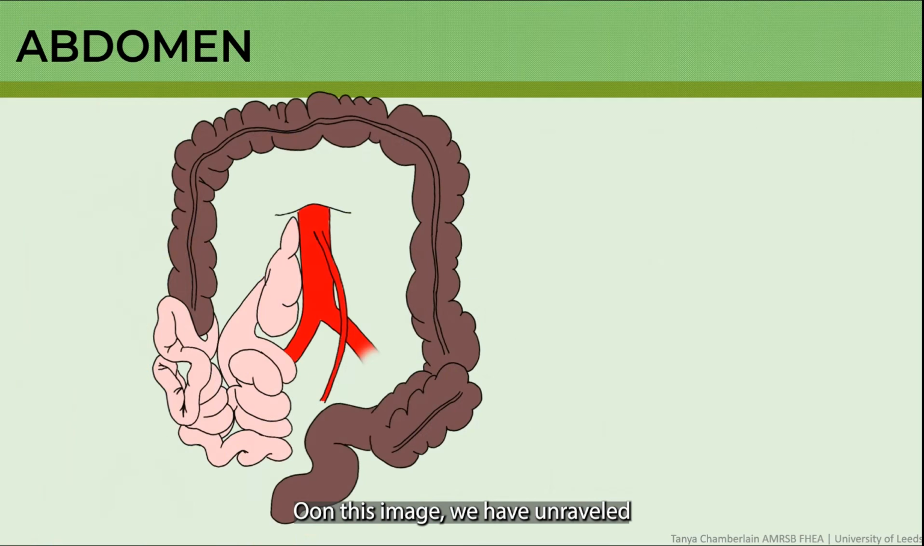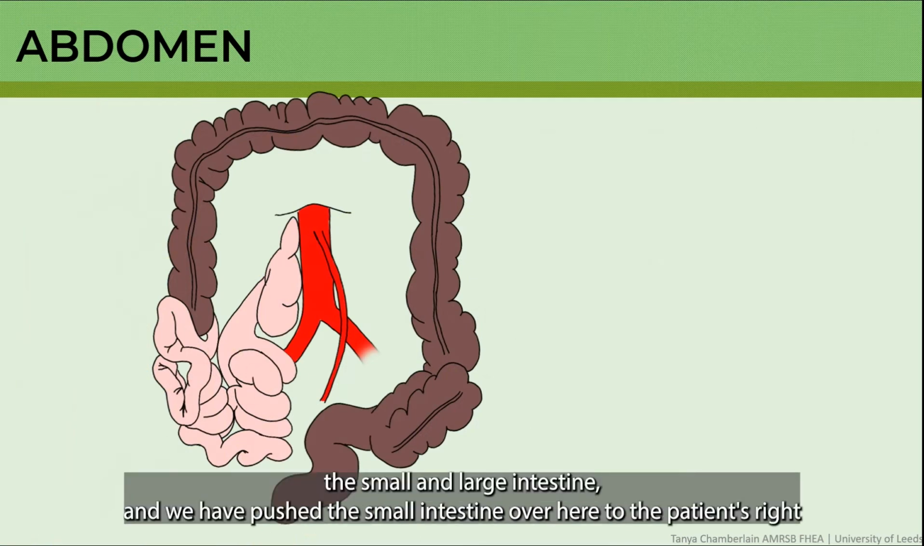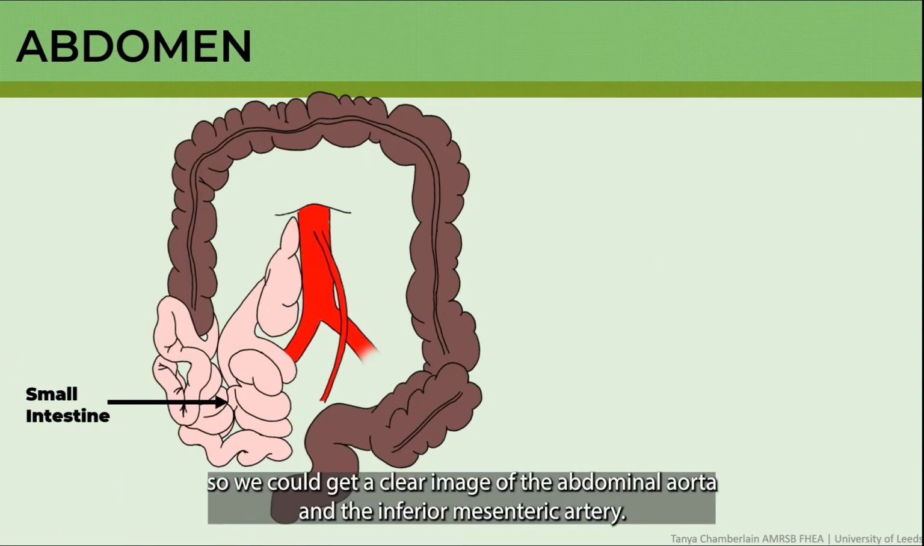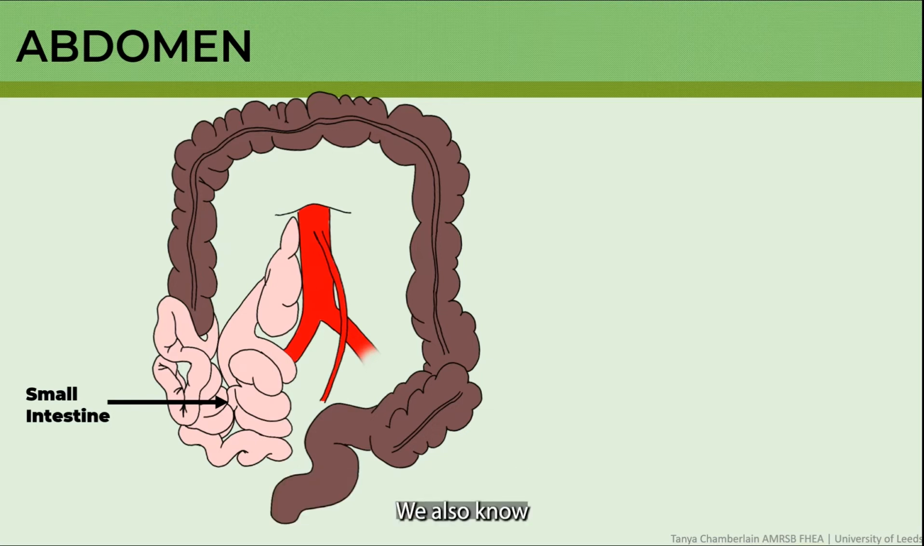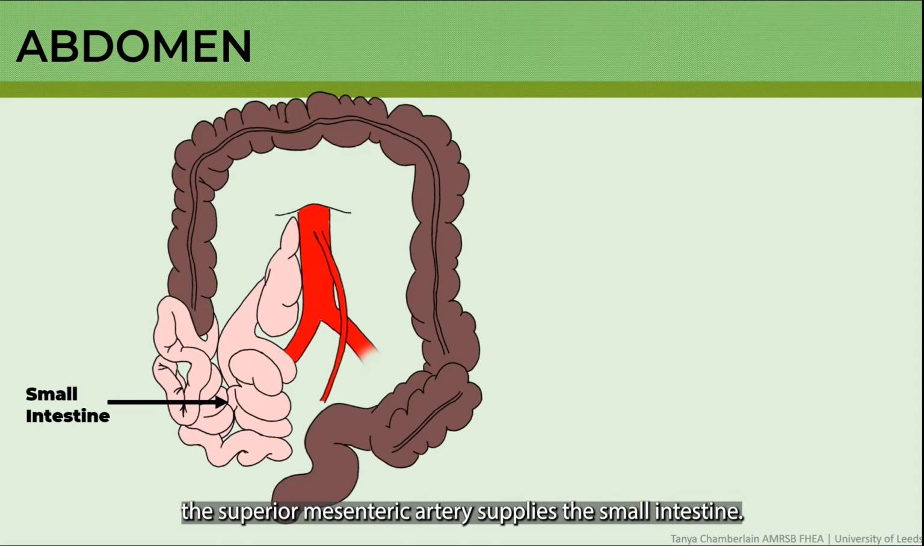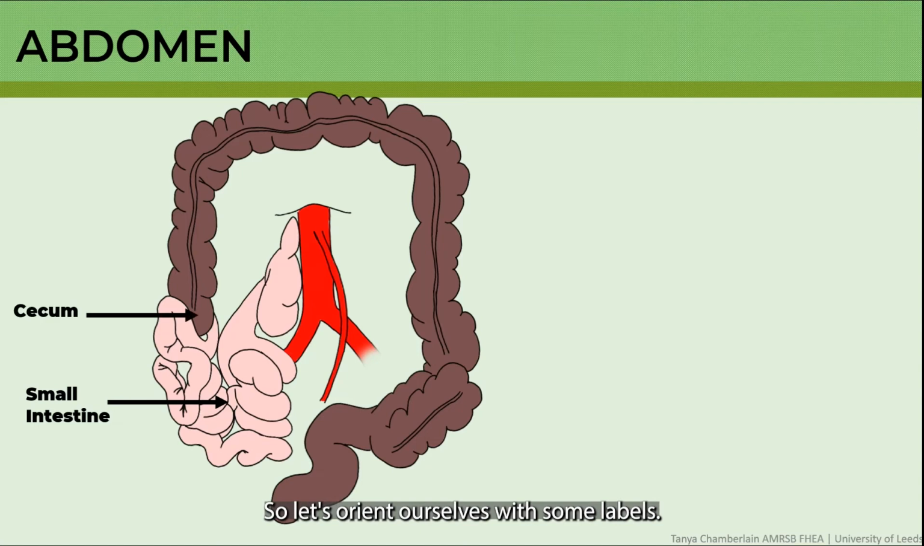On this image, we have unravelled the small and large intestine, and we have pushed the small intestine over here to the patient's right so we could get a clearer image of the abdominal aorta and the inferior mesenteric artery. We also know that the superior mesenteric artery supplies the branches to the small intestine, so we don't need to focus on that part of the gut. So let's orient ourselves with some labels.